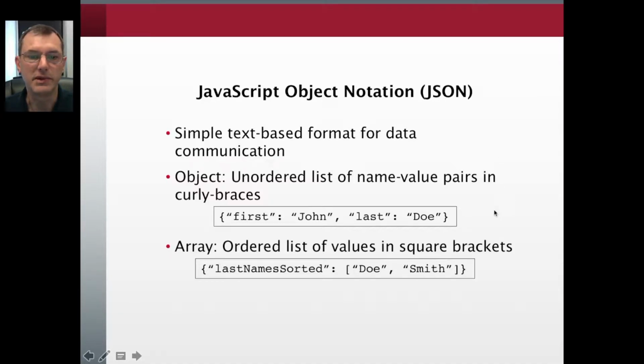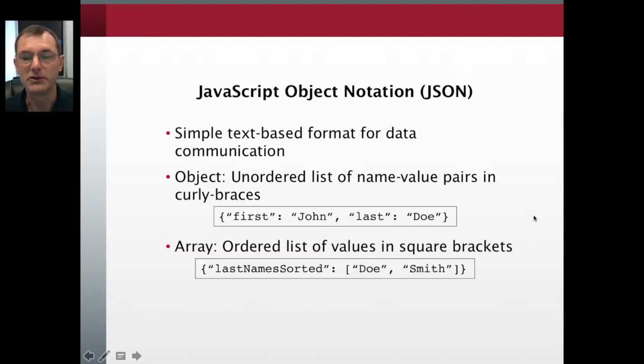And JSON is very simple. It consists of 2 things, either objects or arrays. An object is an unordered list of name value pairs, and they're delineated by curly braces. Each name value pair is the name, followed by a colon, followed by the value, and the name value pairs are separated by a comma. The other main type of structure in JSON is the array, and the array is delineated by square brackets, and again it's a comma separated list of values, but in this case the order is preserved.